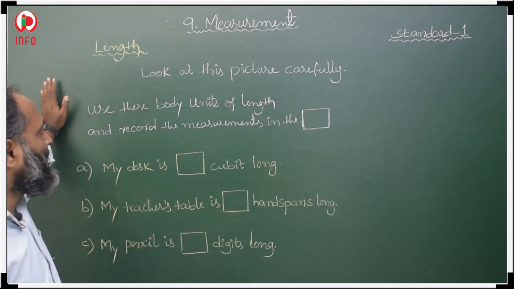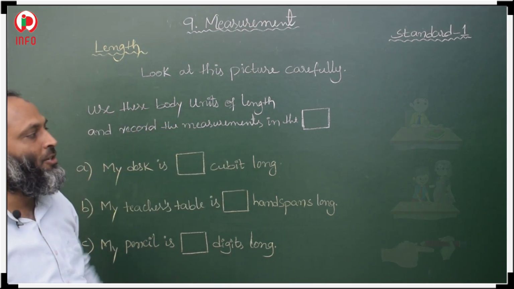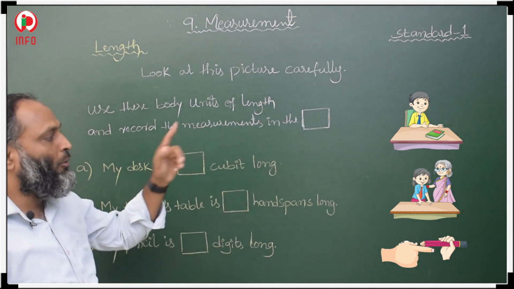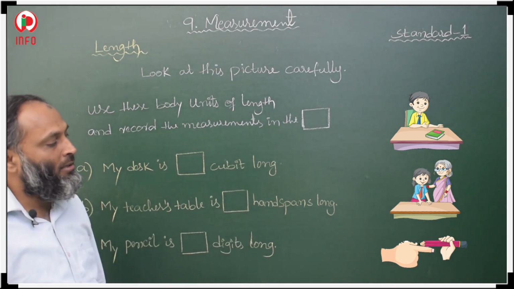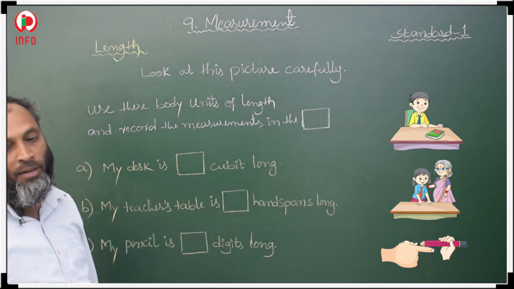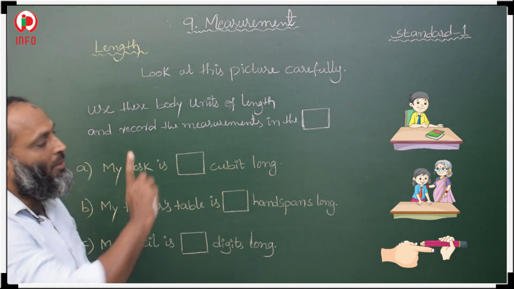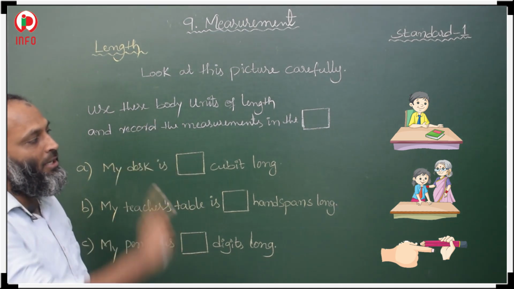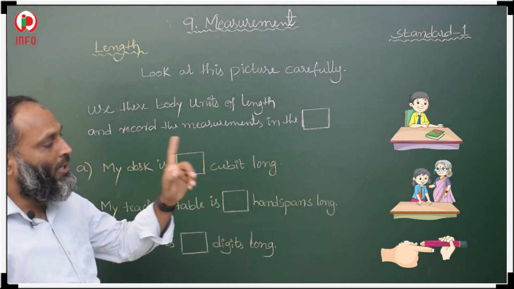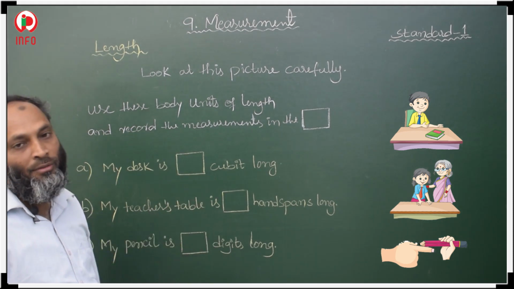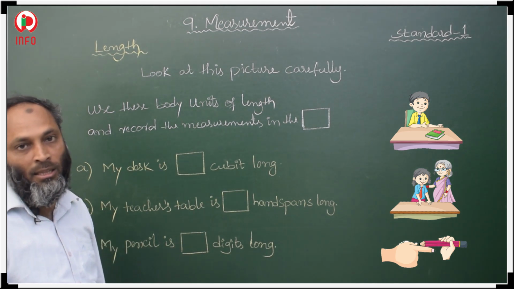See here students, now the questions based on length. So what is the first question here? Look at this picture carefully. In that picture, what is given? One boy is sitting in front of a table, and a teacher and student are also standing in front of the table, and one boy is measuring the length of a pencil. 3 pictures are given: first, second, third. In the first picture, the boy is sitting in front of the table, and teacher and student both are standing in front of the table. And in the third picture, they are measuring the pencil length.